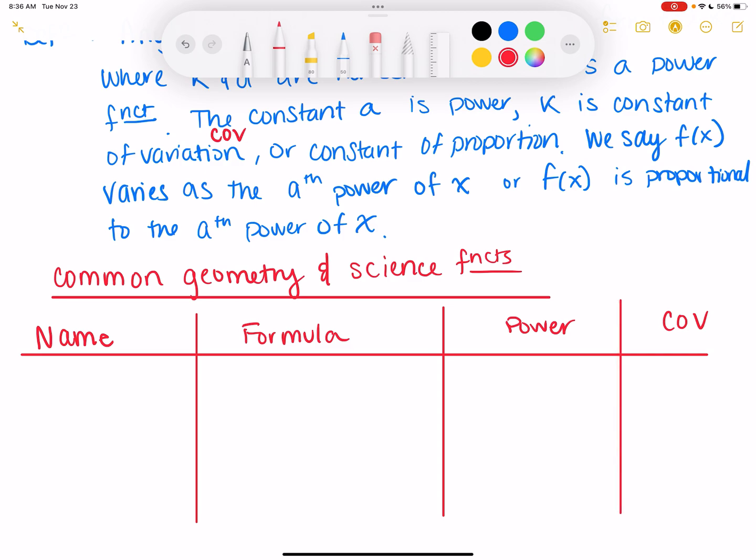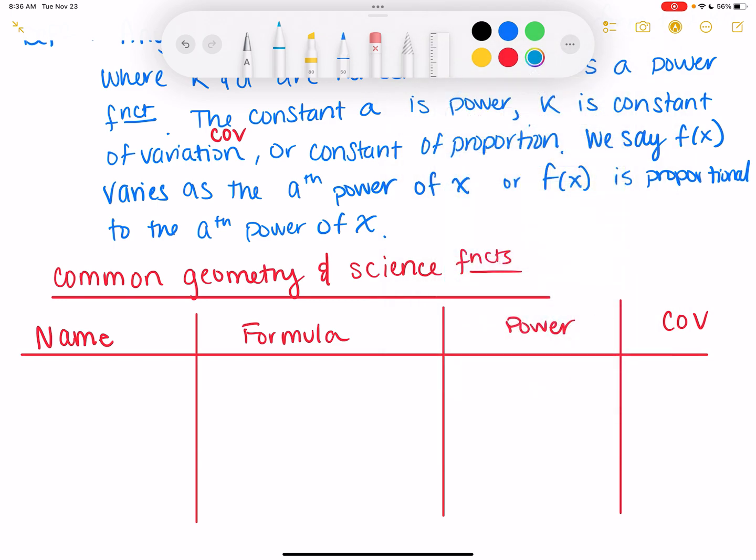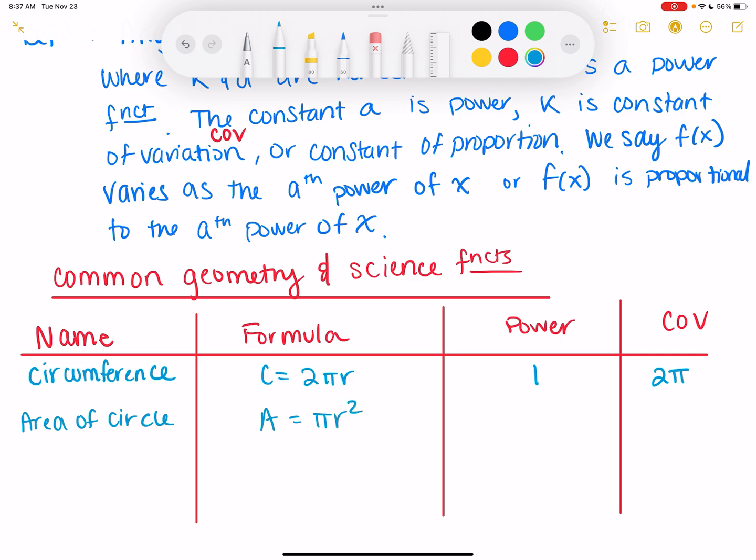Alright, so for the first one, it's going to be circumference. Formula is C is equal to 2 pi r. Power is 1. Constant of variation is 2 pi. Then area of a circle. A equals pi r squared, meaning the power is 2, and my constant of variation is pi.